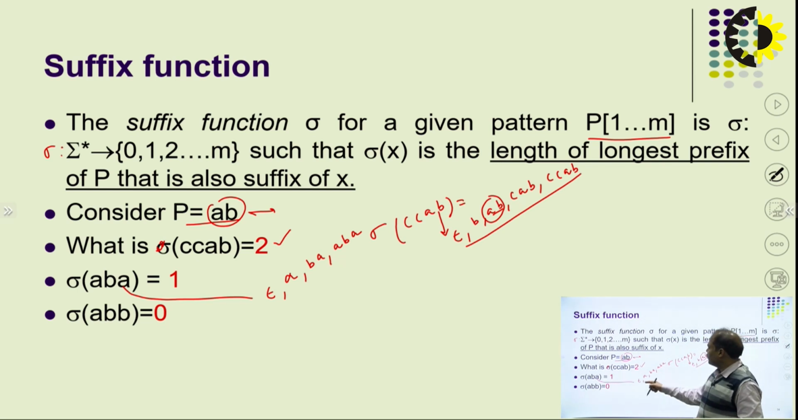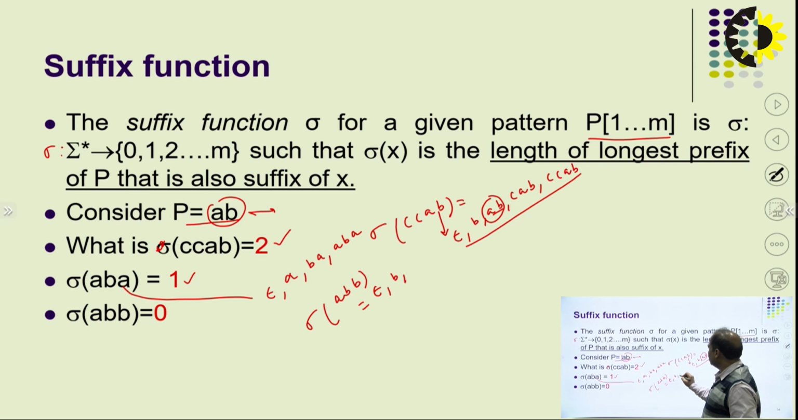So if we can see that sigma, then A is a prefix of P. Definitely BA is not, ABA is not. So its length is 1. Very simple. Same thing, if you are interested in the suffix function of ABB, what are its suffixes?